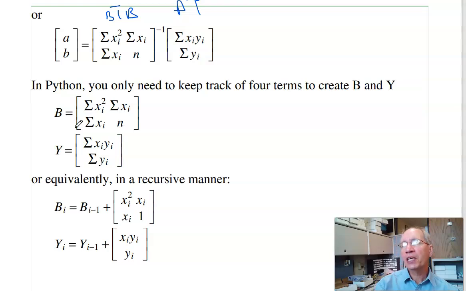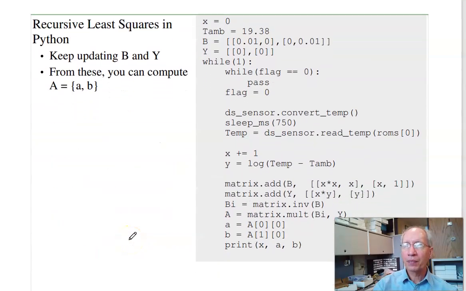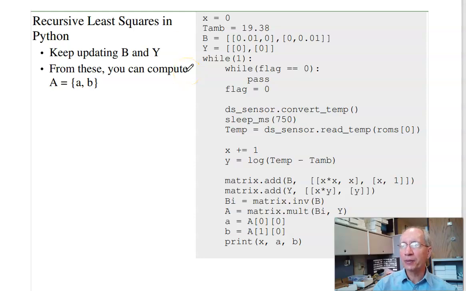I don't actually need to keep track of all the data. I can make this recursive by saying that the next value of B is the old value plus xi squared, xi, xi, 1. The next value of Y is the old value plus xi yi, yi. This is the recursive least squares. The next value is based upon the old value plus an update. So now all I need to do in Python is just keep track of these matrices, update them every sample, and if I do B inverse times Y, I can tell you what A and B are at each sample.